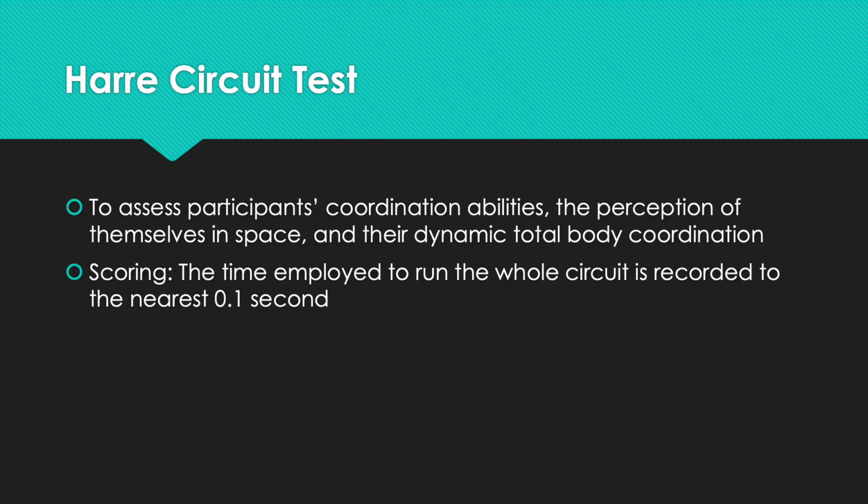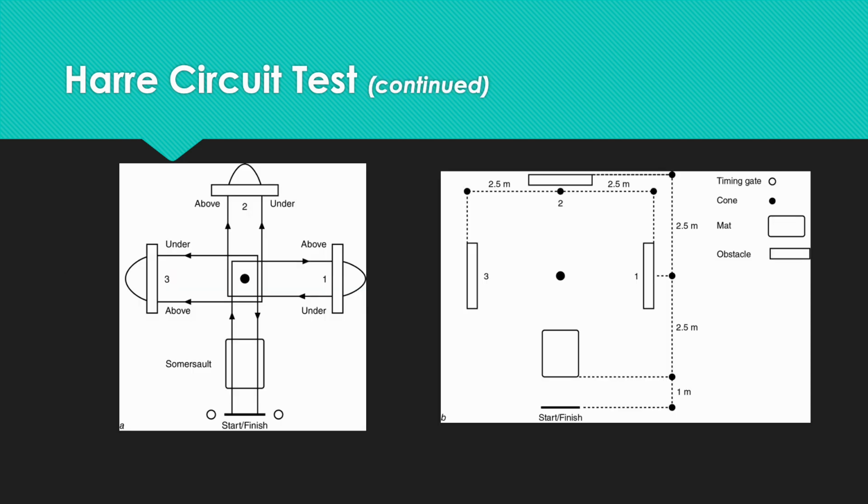The hair circuit test is used to assess participants' coordination abilities, the perception of themselves in space, and their dynamic total body coordination. Scoring for this test is the time employed to run the whole circuit, recorded to the nearest tenth of a second. The next two slides show the diagrams and the instructions for the hair circuit test as well as a video.